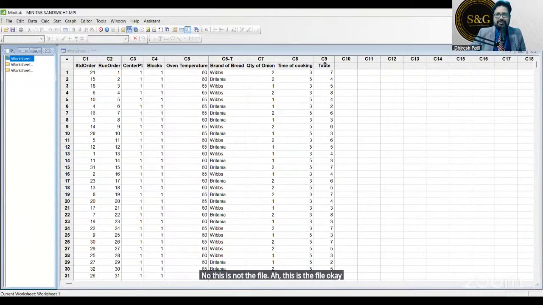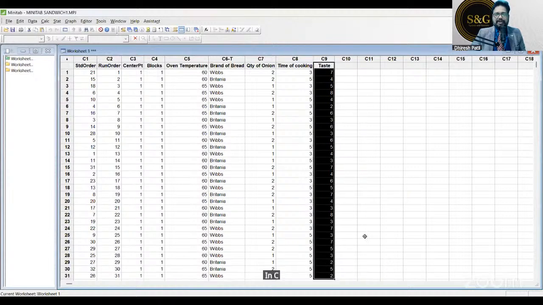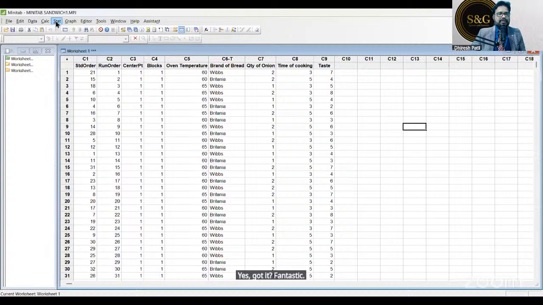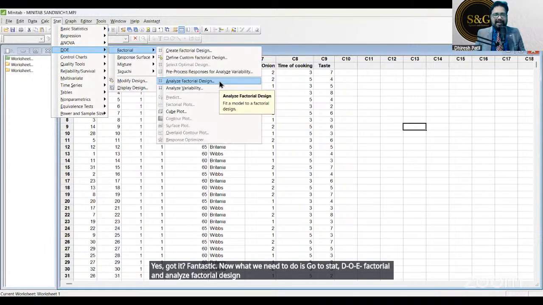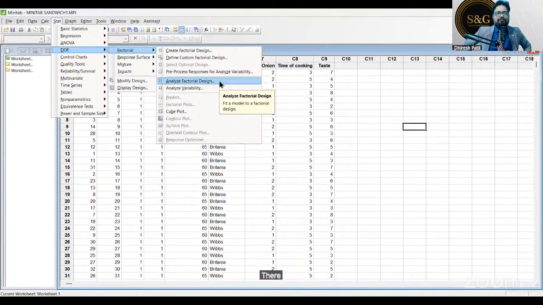Everybody got the test in C9 column? Just check that. सबको टेस्ट मिल गया है C9 कॉलम में. Anybody has not got the test here? Let me know in the chat box. Yes, got it? Fantastic. Now what we need to do is go to Stat, DOE, Factorial, and Analyze Factorial Design. Just below the Create Factorial Design, 4 factors नीचे, there is something called Analyze Factorial Design. Everybody just click on that.